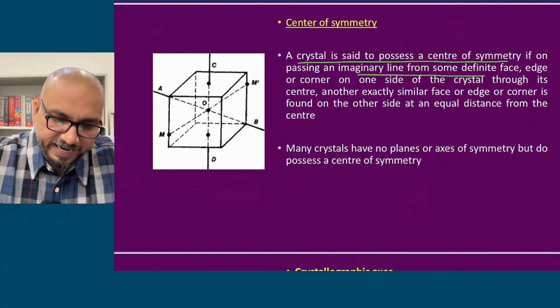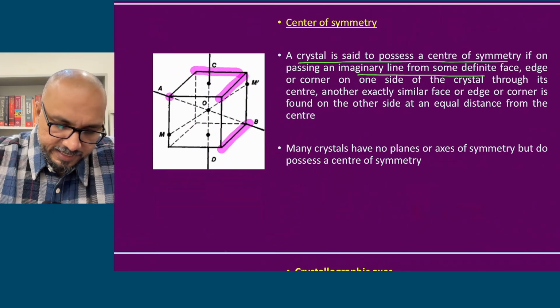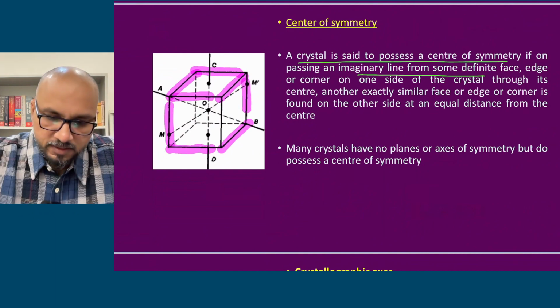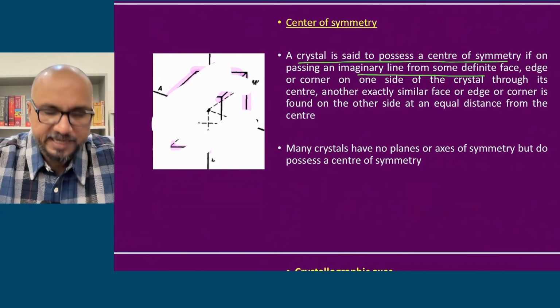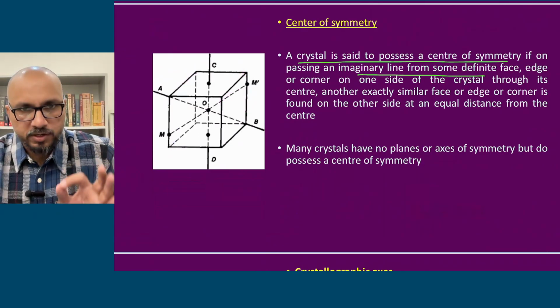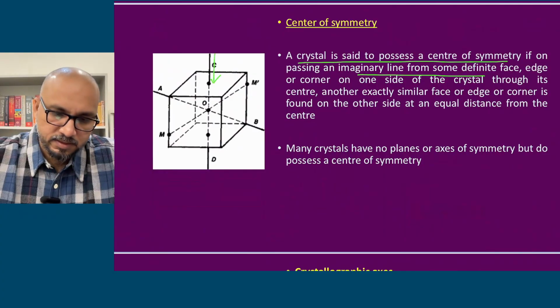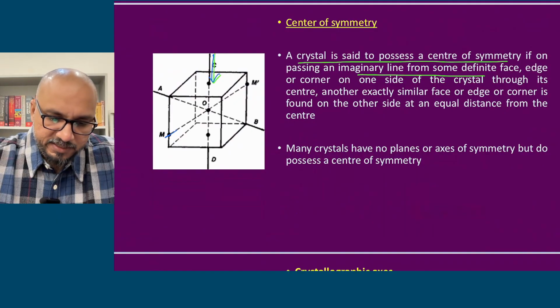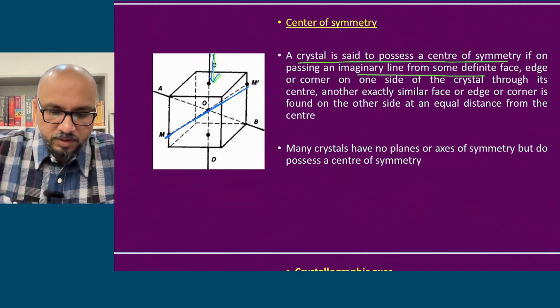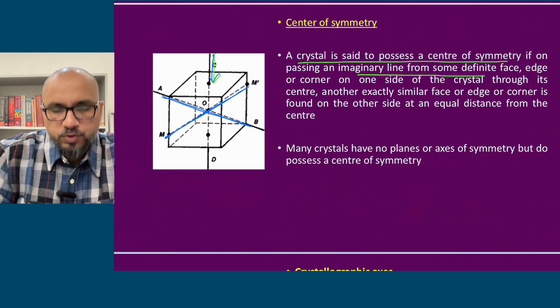Right. And when we say edge, so this is an edge, this is an edge, this is an edge, ये एक edge है, ये एक edge है, ये एक edge है. These are all edges. So when you are passing an imaginary line from an edge or a corner or a face, तो देखो ये line जो पास हो रहा है ये face से पास हो रहा है, it is passing through the face. यहाँ पे जो line है it is passing from edge to edge, और ये जो line है it is passing from corner to corner.